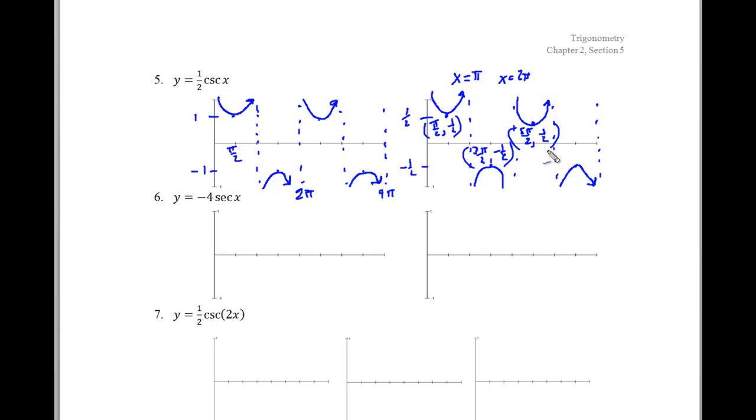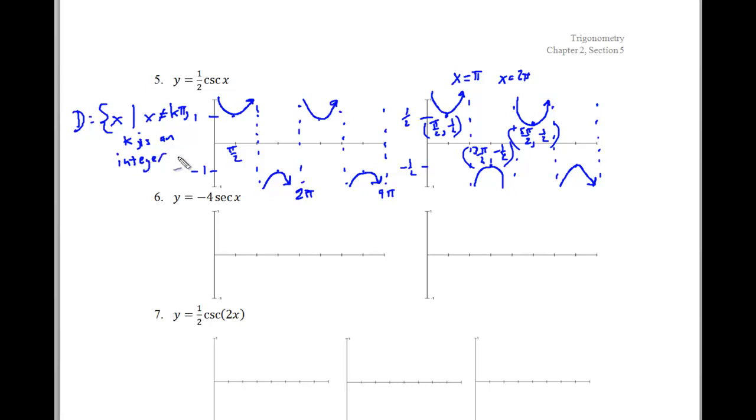All right, so we're going to talk about domain and range. Our domain is going to be all the x values except where the asymptote lines are at. So the domain is going to be the set of x where x cannot be equal to k pi, where k is an integer. I shouldn't have a comma there. The comma should go here, where k is an integer.